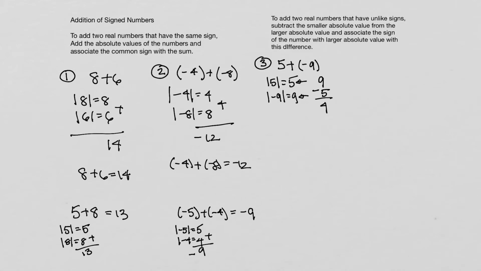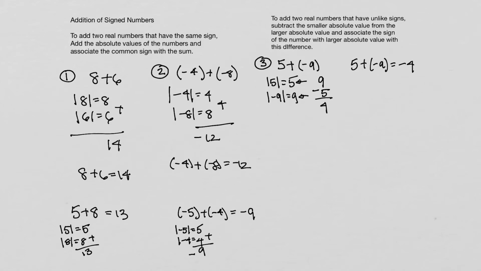Right? So we have subtracted the number with the smaller absolute value from the larger absolute value, and we got 4. And now, with this 4, we're going to associate the sign of the number with the larger absolute value. Now, the larger absolute value was 9. The number is itself negative, so we're going to put that negative sign. We're going to associate that with the 4 here. So what we're going to write here is that 5 plus negative 9 is negative 4.